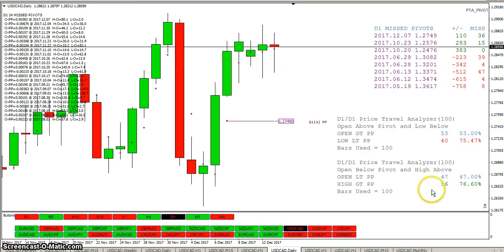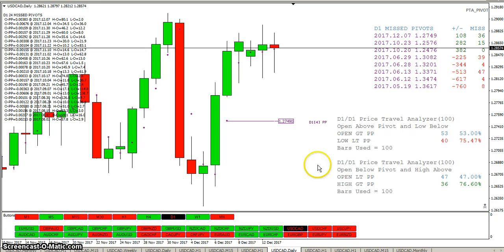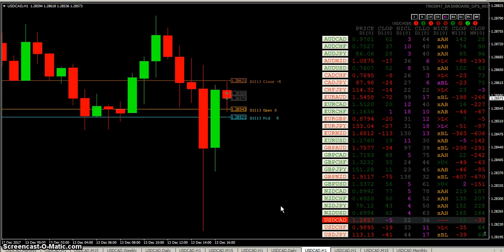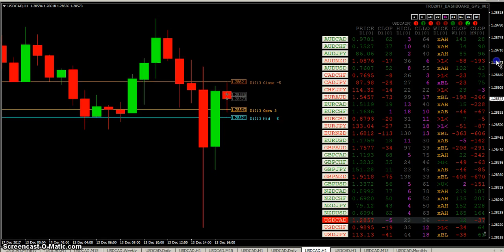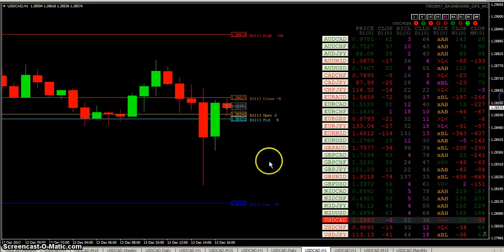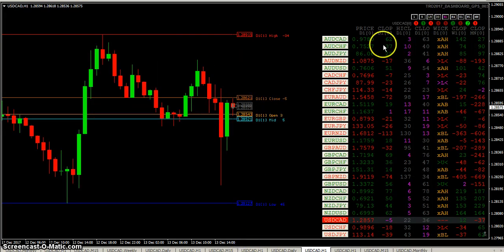And once again, I guess I could probably take these missed pivots off. Maybe I'll leave it on because since we're switching pairs, this way people can see that it works on whatever pair, and I'm not cherry picking pairs. And once again, simple horizontal line trade. And we're looking at H1 right here.